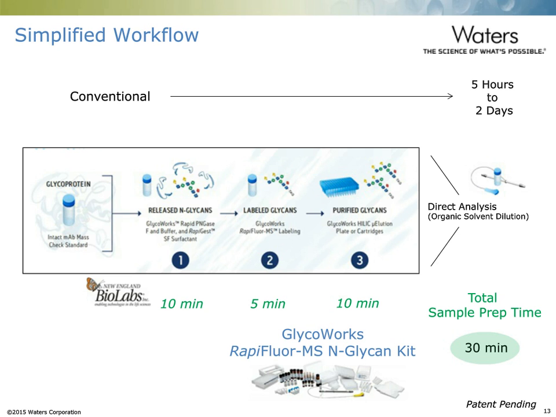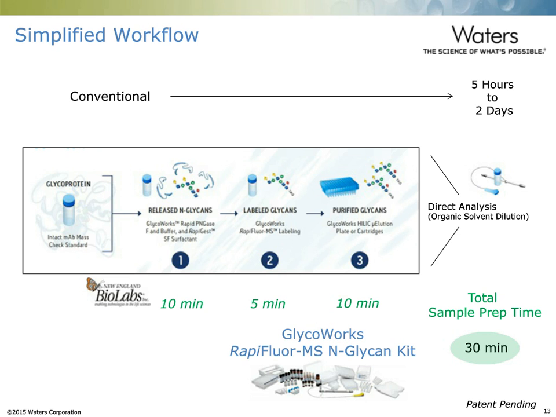Following that, and without any dry down steps or any sample cleanup, we go ahead and directly label our glycans in a 5-minute reaction step. And then once our labeled glycans are ready, we then have to purify our glycans. And we do that using a HILIC microelution plate. And then, without an additional dry down step at any point, we can then go to direct analysis by HILIC.